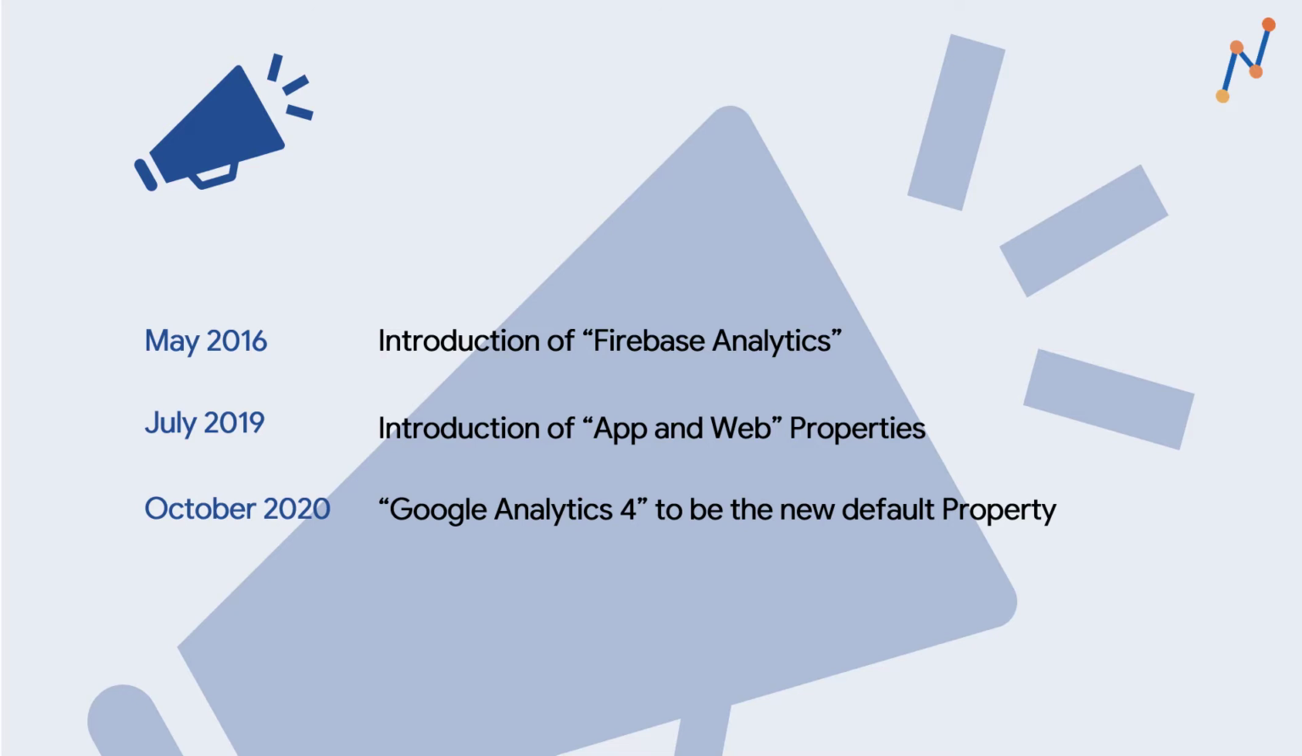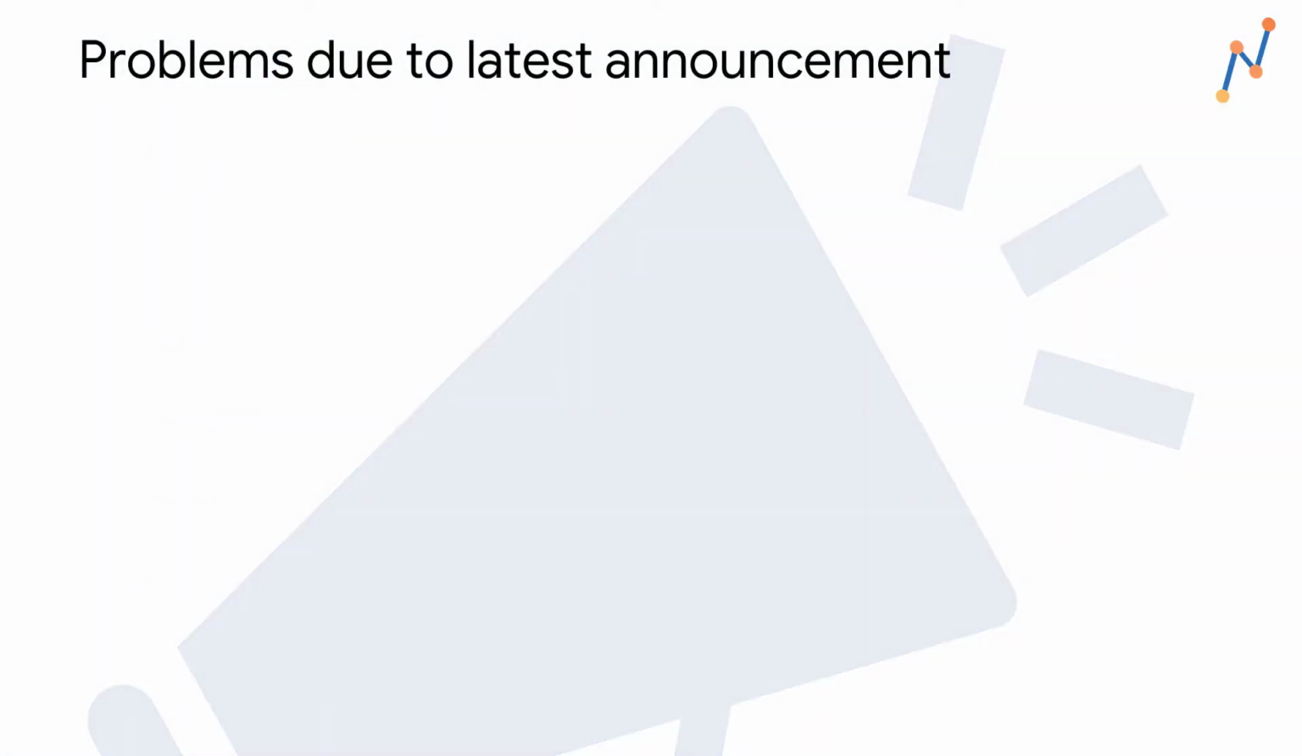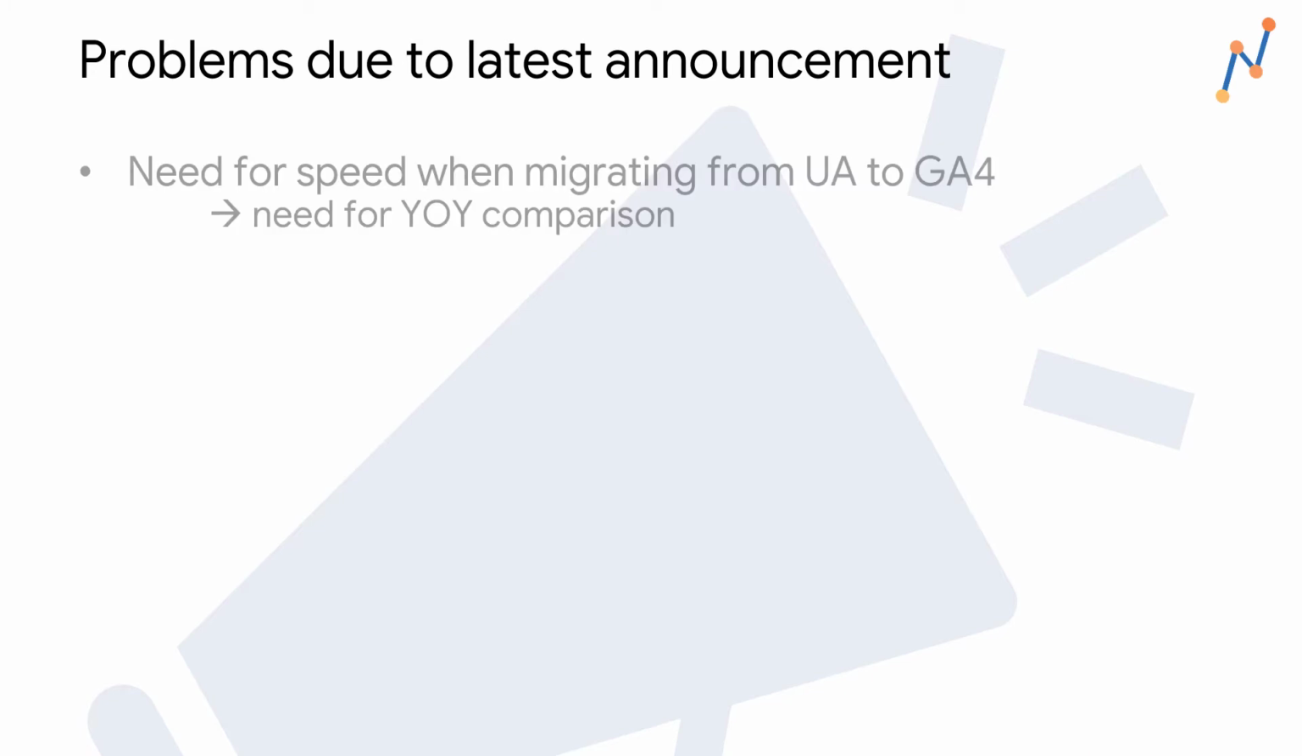In October 2020, Google made GA4 the new default property for tracking website visitors. And mid-March 2022, Google announced that Universal Analytics properties will stop processing data on July 1st, 2023. And this announcement was huge since it's the biggest thing to happen to analytics in nearly a decade. In addition, the following problems now come along with this latest announcement. The migration from Universal Analytics to GA4 needs to be done as quickly as possible to have accurate and reliable data available. You should at least be able to do a year-over-year comparison.